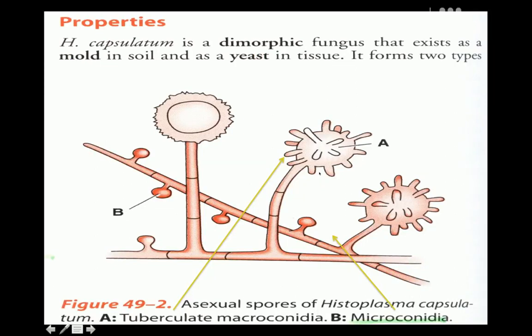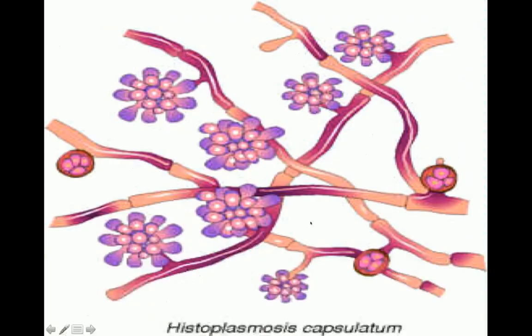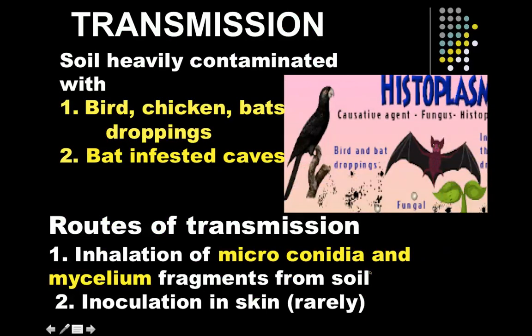This slide shows you the macroconidia. You can see these thick-walled tuberculate structures which have these finger-like projections on them, and you can easily visualize the smaller microconidia. They are smooth-walled and they are small, and when they break down, they are inhaled by humans and they are responsible for disease production. This is another picture showing you the tuberculate finger-like projection of macroconidia, and these are the microconidia which are smaller and they are smooth-walled.